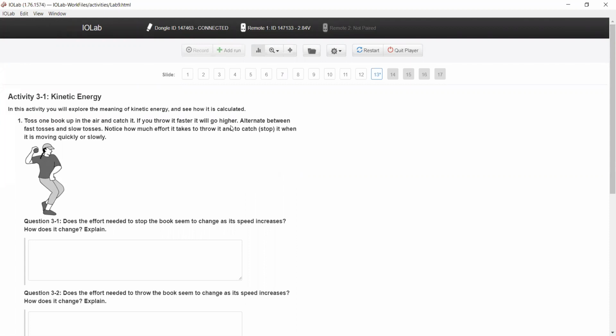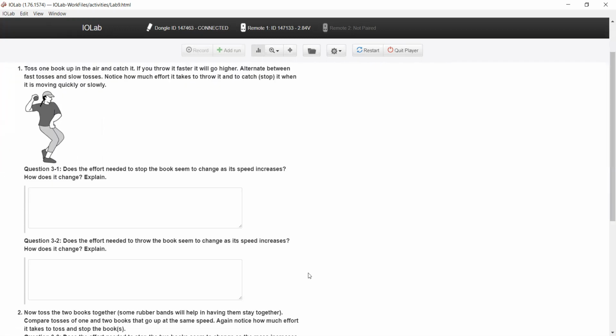You can toss it and it comes back to the area. You can throw it higher and it comes back. Obviously, when you throw it faster, it goes higher and you will require more force. So you may do this experiment on your own. Does the effort needed to stop the book seem to change as its speed increases? Obviously, if you throw with higher speed, when it comes back with higher speed itself, it will change. Does the effort needed to throw the book seem to change as its speed increases? How does it change? The same question. Same thing: we stop the book and throw the book.